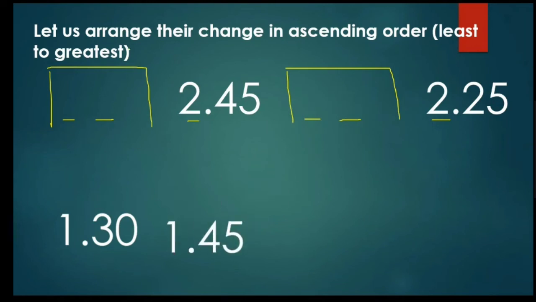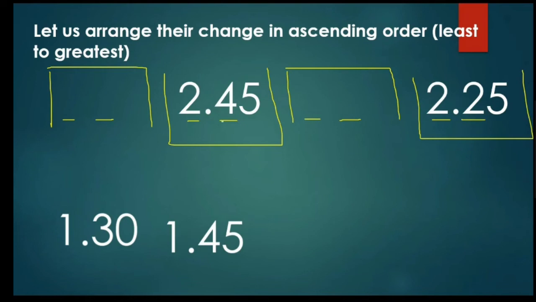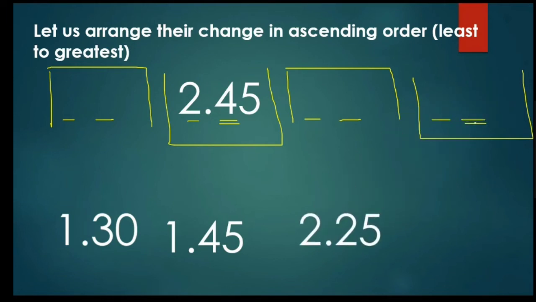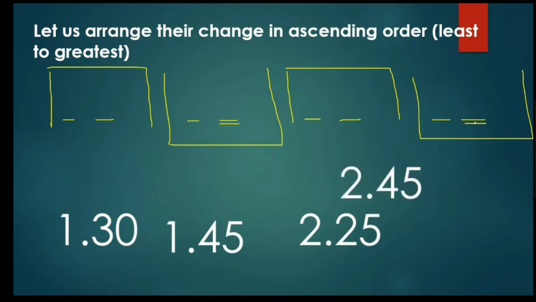Next, since 2.45 and 2.25 have the same whole number, we are now going to move on to the next place value, which is the tens place. 2.45 has 4 on the tens place, and 2.25 has 2 on the tens place. The smaller one is 2 for 2.25. So this will be the third one. And the last one, or the greatest one, the largest number is 2.45.